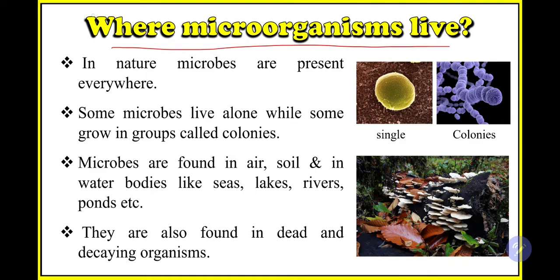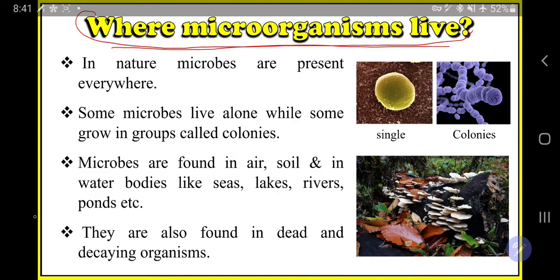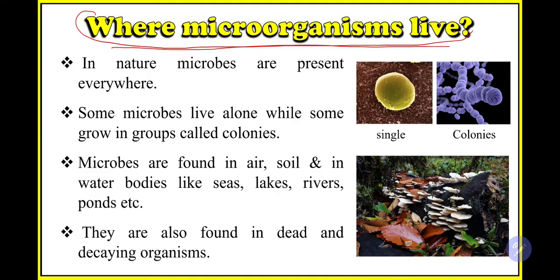Now we need to know where microorganisms live. Make one thing clear: you are human, you cannot live everywhere. You can live on earth, you cannot live on other planets, but there is evidence that microorganisms live everywhere. In nature, microbes are present everywhere on earth, inside the earth also. In air, in soil, in water, everywhere in the environment, microbes are there. Even on other planets, microbes are found.